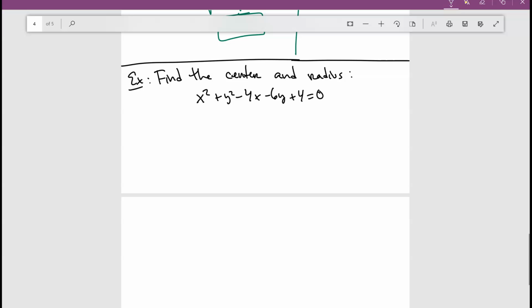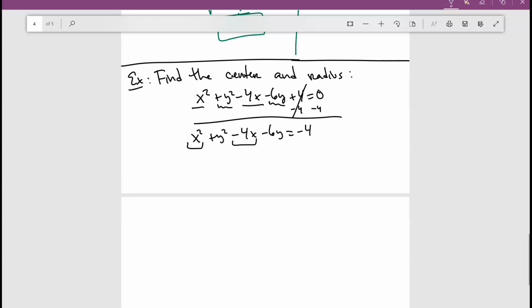What I would suggest is group all my x's first and group all my y's. So let me move this 4 over, because this 4 has nothing to do there. So I have x^2 + y^2 - 4x - 6y = -4. Now let me group all my x's. Here's an x and here's an x. So I'm going to group them: x^2 - 4x. And I'm going to group all my y's: plus y^2 - 6y = -4.